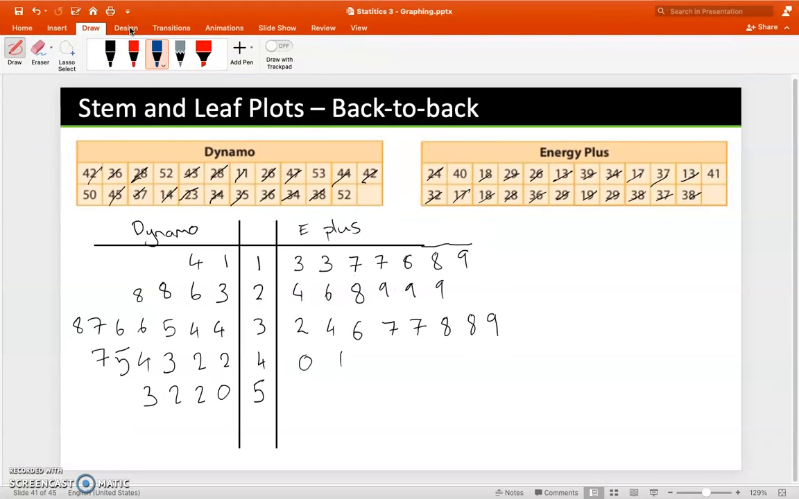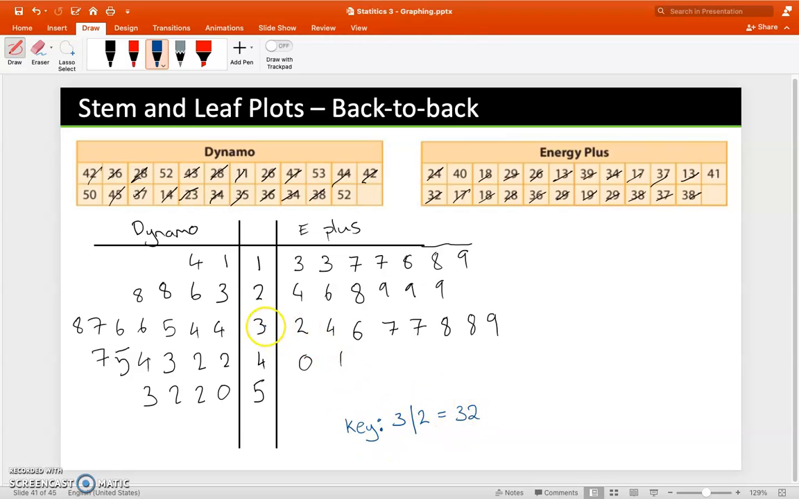I suppose the one little thing that I forgot to write there, so I just tidied up the little errors that I made. The one little thing that I forgot to write is your key. Now, I know there's no exam going on, but if you forget the key in the test, you actually lose marks. So for example, let's take this one here, 3 and 2. So 3, line, 2 means 32, because the key explains everything.